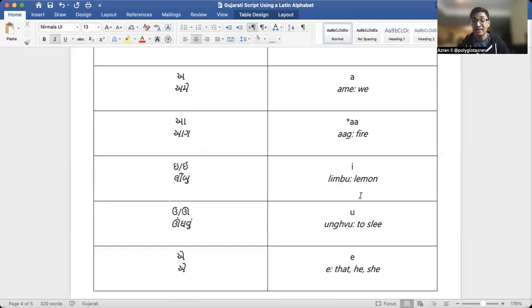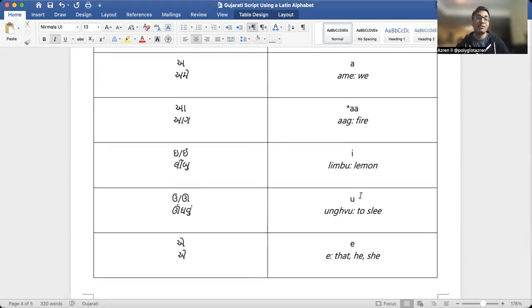Next letter is A, such as the word ag. Ag means fire. This we are going to write with a double A. But please note, asterisks on this one too. Gujaratis, when they text each other, are probably just going to write a single A. They're not going to write two A's. For our purposes, though, one will be two A's, and the other will be one A.